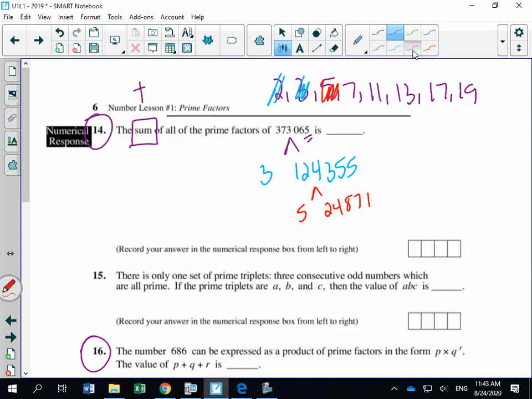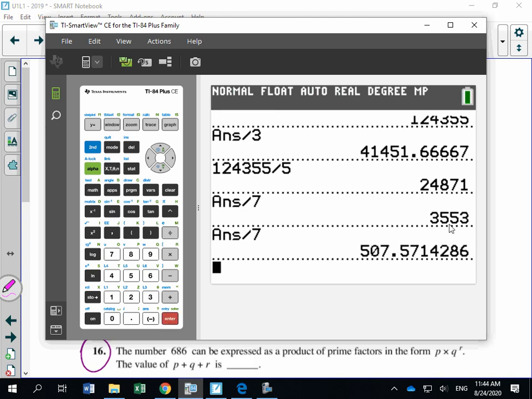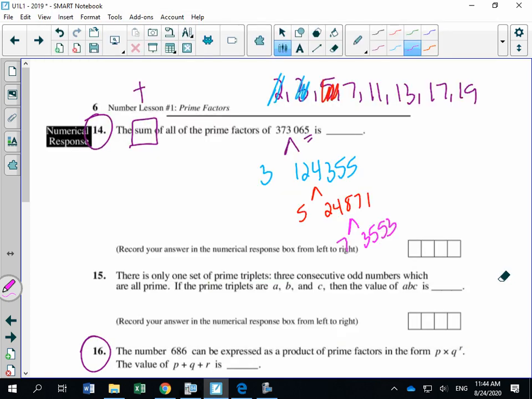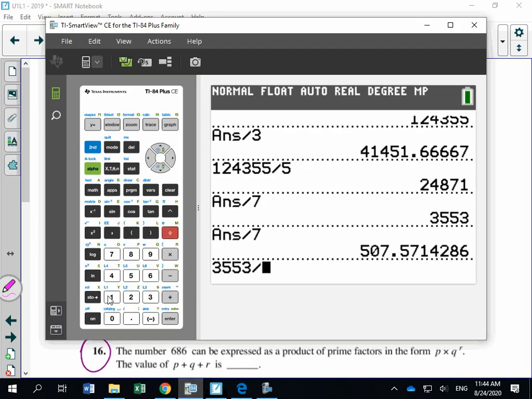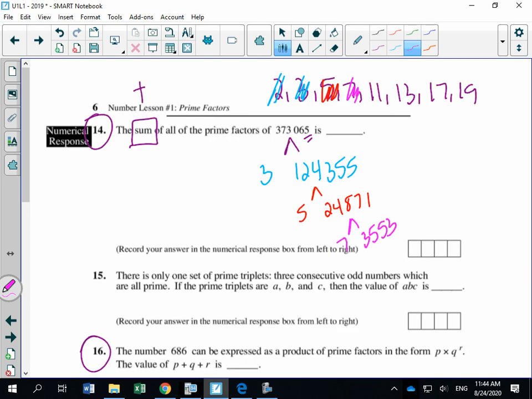3,553. Let's try 7 again. We always keep dividing until 7s no longer work. So now I could type in that 3553 and we're going to try our next number. 7 doesn't work. Let's try 11. It works. So I get 11 and 323.